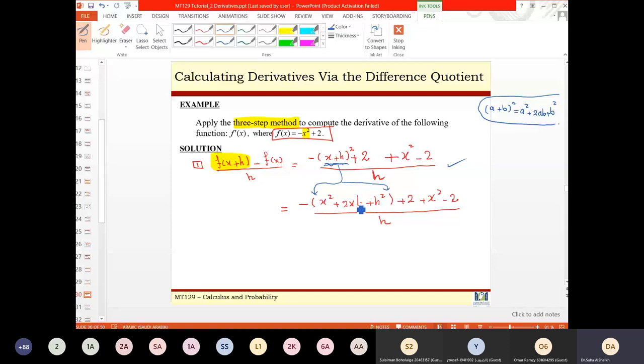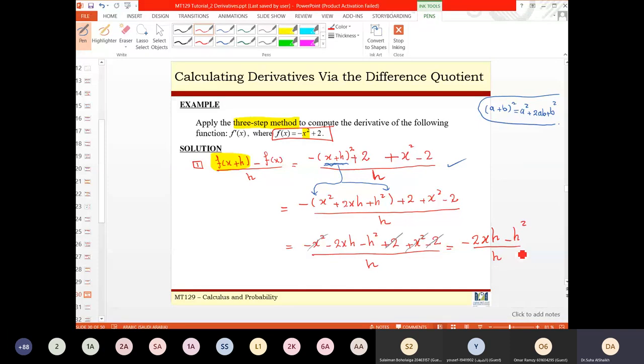الحين don't forget we have a minus here. This will be minus x square minus 2xh minus h square plus the 2 plus the x square minus the 2 all divided by h. We check for cancellation. 2 cancel 2. It's 2 plus 2 minus. Minus x square or plus x square they cancel as well. I remain with minus 2xh minus h square over h.